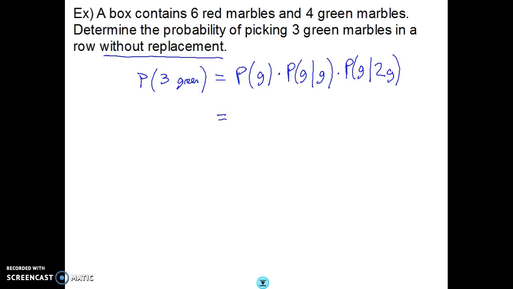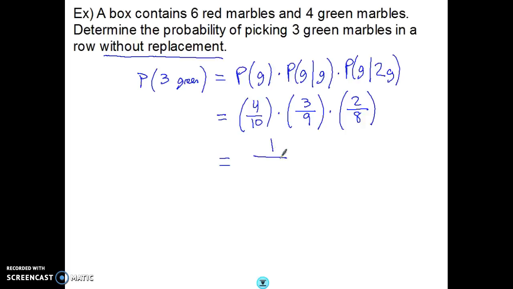So the probability of getting a green marble at first: there are 4 green marbles out of 10 total marbles. Now, once I've gotten 1 green marble, there's now only 3 left in the box, and now there are only 9 total. So my fraction changes here, right? My probability changes to be 3 green out of 9 total. And then once I've picked that one, there's now only 2 green left out of 8 marbles total, which gives us a 2 out of 8 probability for that last probability. And then once you multiply these all together and simplify your fraction, it should come out as 1/30th.